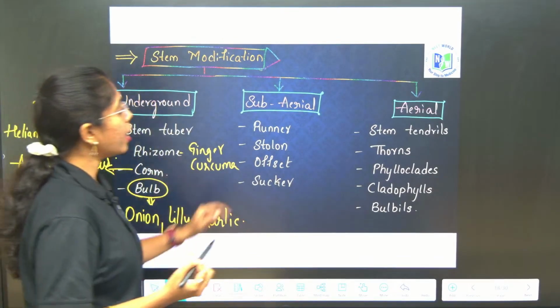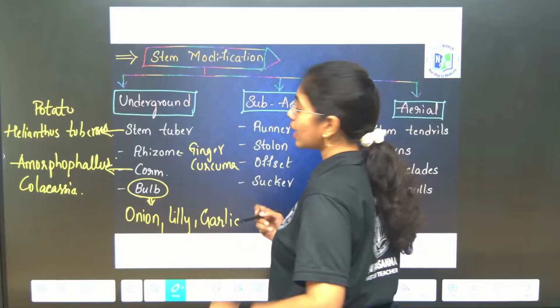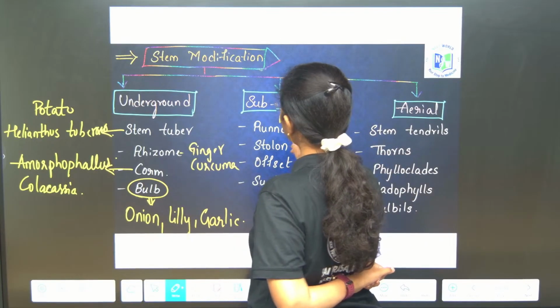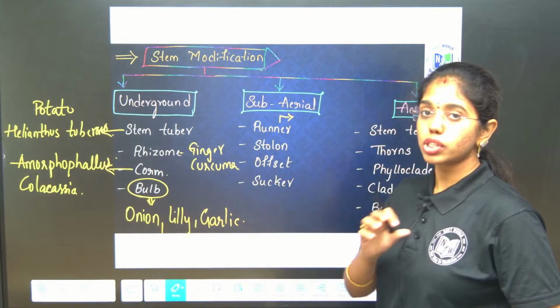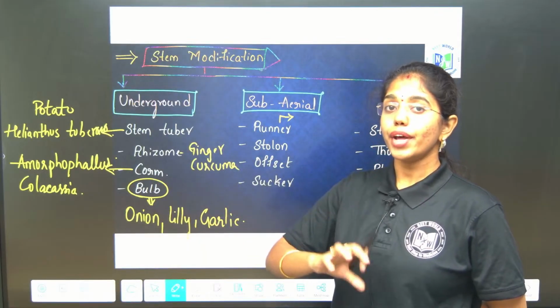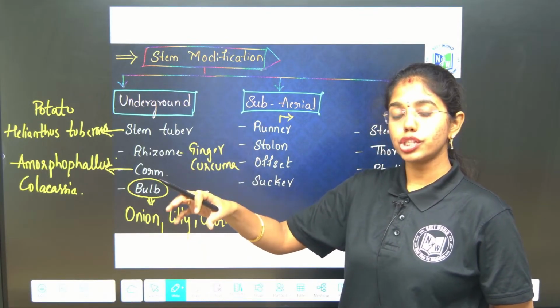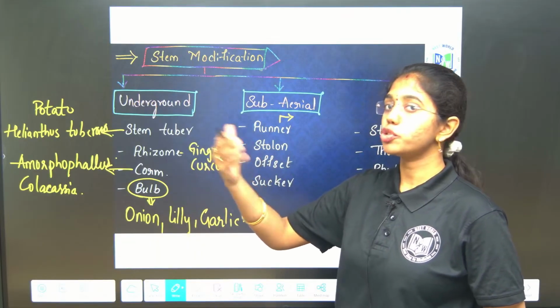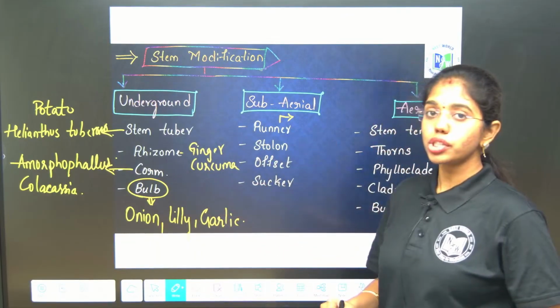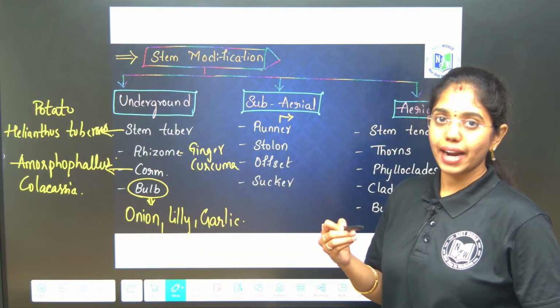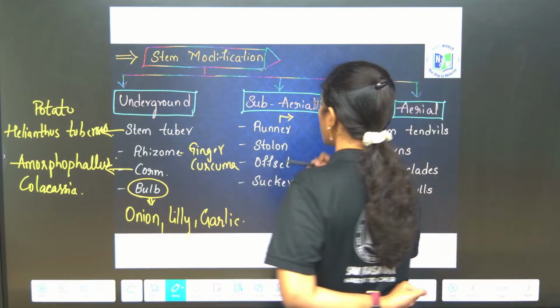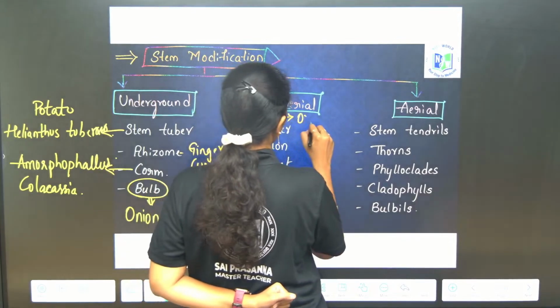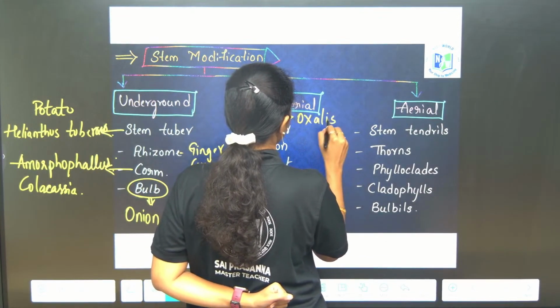Fine. And here for runner, what are the examples? Runner has prostrate branches with long internodal length, where it spreads to new niches. When older plant parts die, it spreads into new niches and develops new plants, and at the nodal regions roots will arise. At the node, roots arise. So, for runner, examples include oxalis and grass.